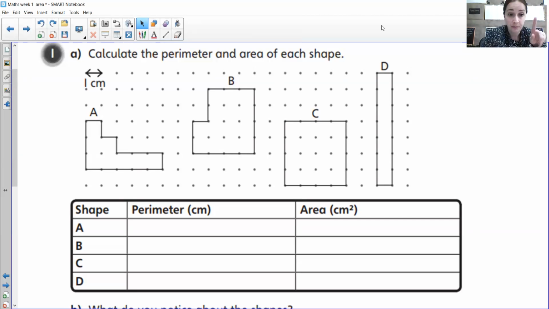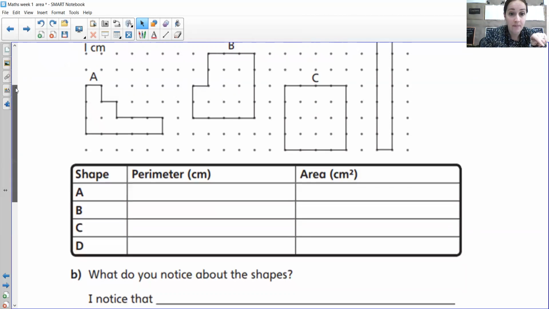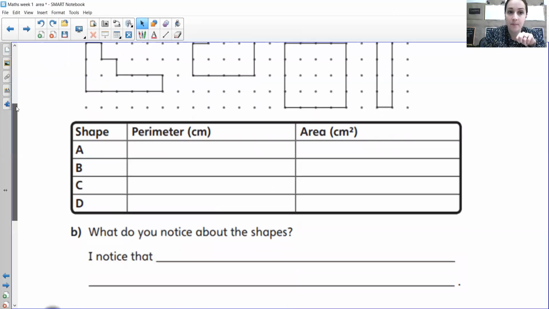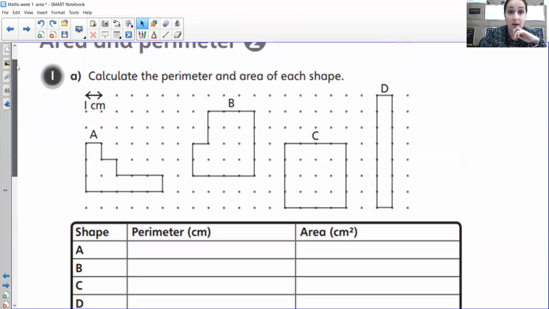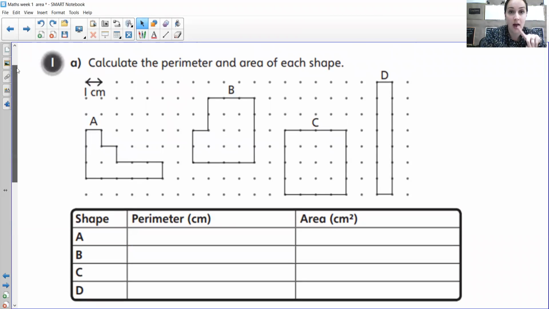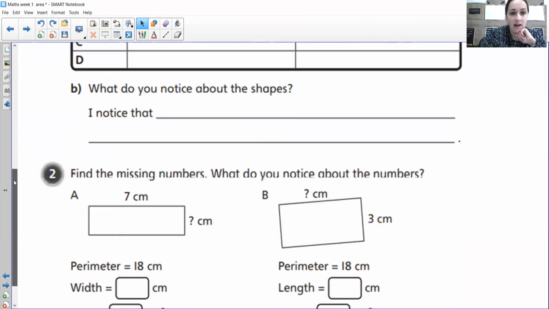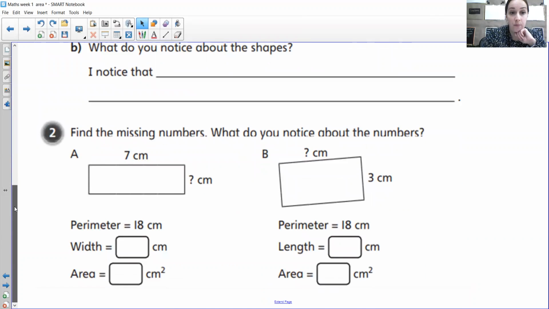Once you've done those, have a go at that one, then what do you notice about the shapes? Okay, so what's the perimeter, what's the area, what do you notice? So that's question 1. Pause the video, have a go. Okay, when you've done that one, here is question 2. So fill in the missing numbers. What do you notice about the numbers? So remember, they've given you the perimeter. Pause the video, have a go.